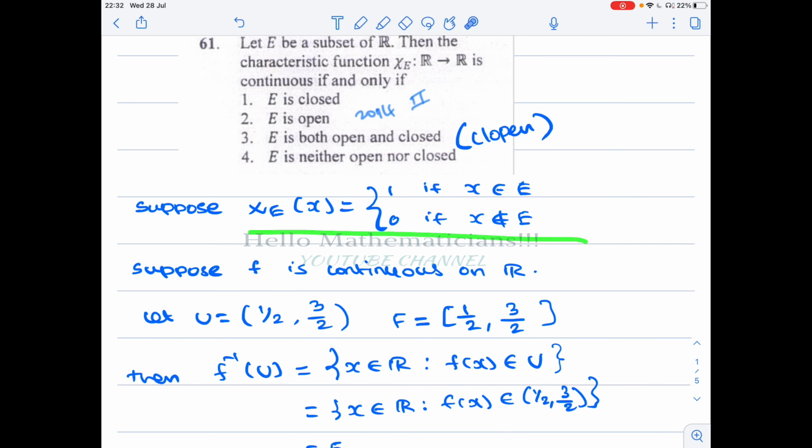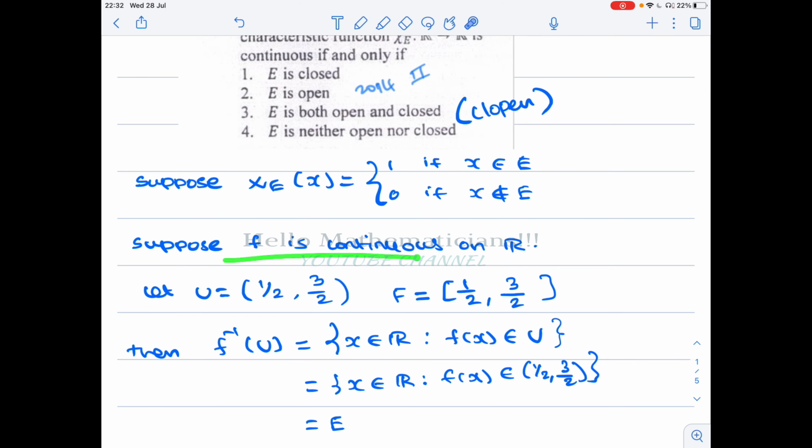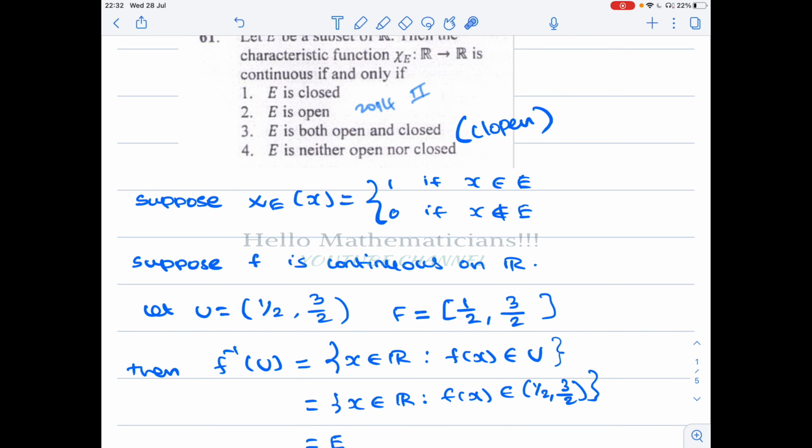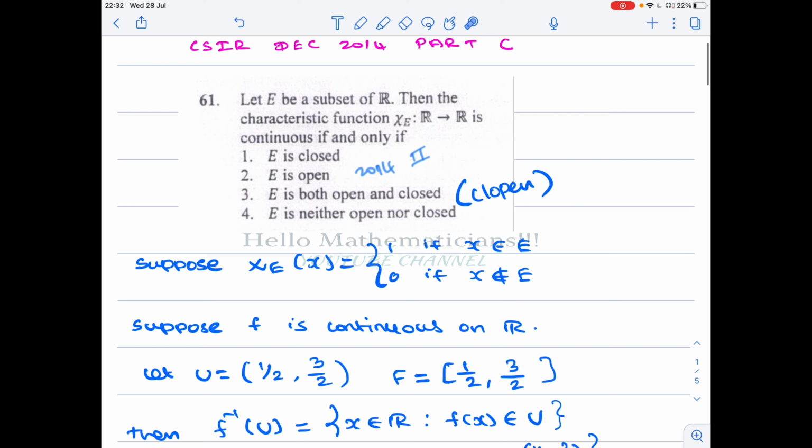So we know the definition of the characteristic function chi_E, and we assume that f is continuous. If it is a continuous function, then the inverse image of an open set is open, and the inverse image of a closed set is closed. So we are going to use that. f takes only two values, 1 and 0. Therefore, the range of chi_E contains only two elements, 0 and 1.